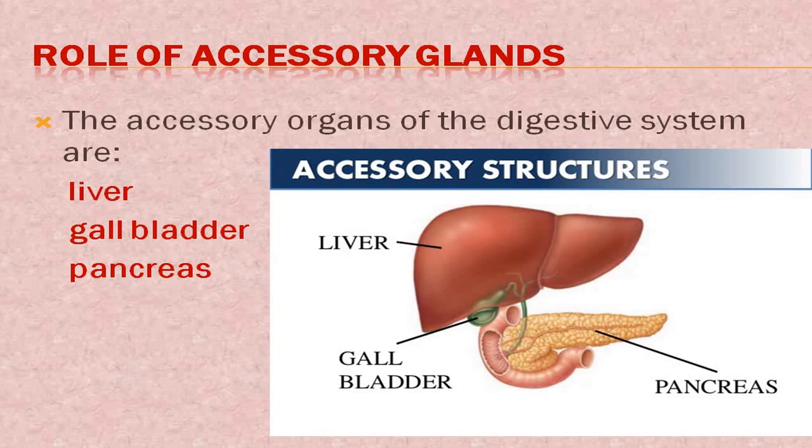As you can see in this figure, this is liver, which is one of the largest and important organs of the body. Just towards the lower side of the liver, this globular structure is present, that is gallbladder, and in the curve or in the fold of the duodenum, this leaf-like structure is pancreas.